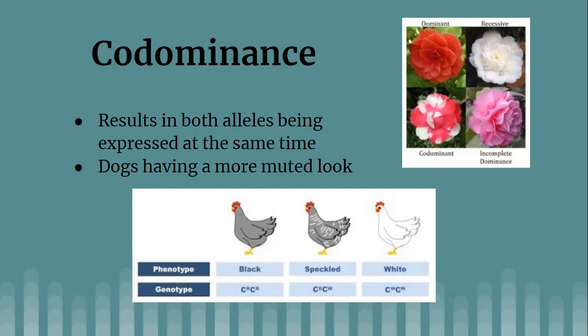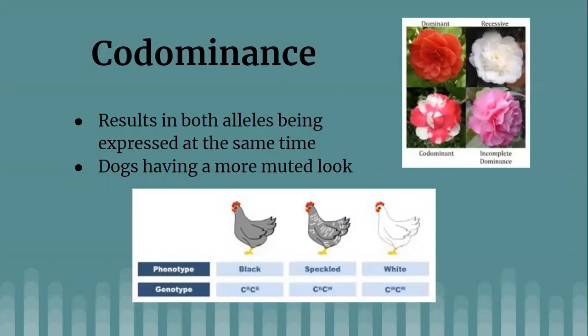Now, codominance is very different from incomplete dominance. The other one shows a blending of traits, but codominance results in both alleles being expressed at the same time. In cattle, horses, and dogs, there's a color pattern called roan. This color pattern appears when a dominant white hair allele and a dominant solid color allele are inherited. The offspring has hairs of each color intermixed, giving the solid color a more mottled look.